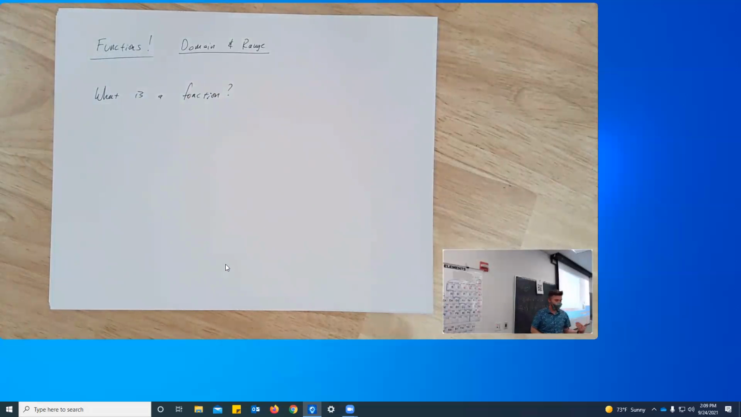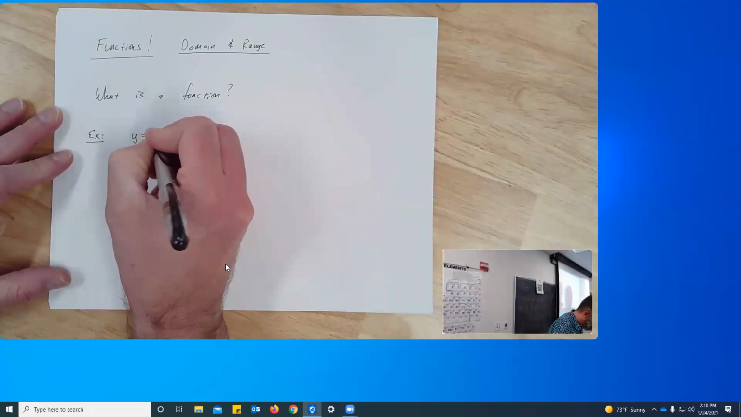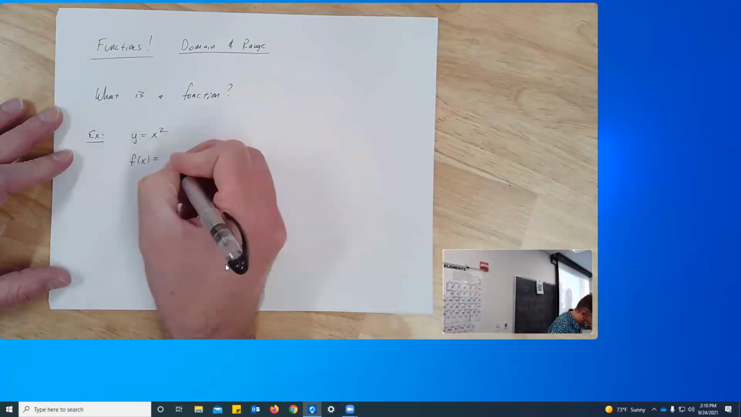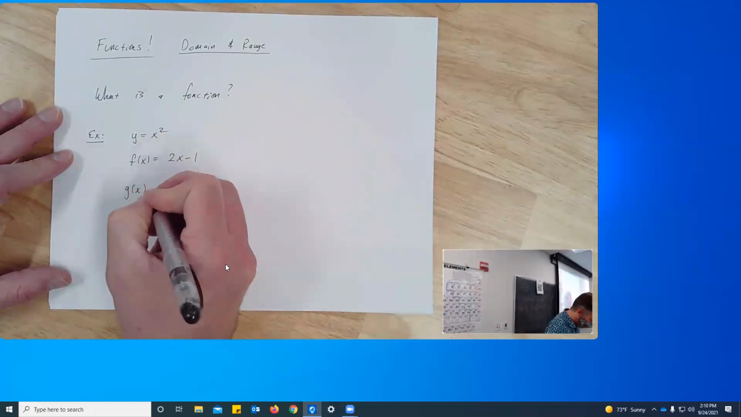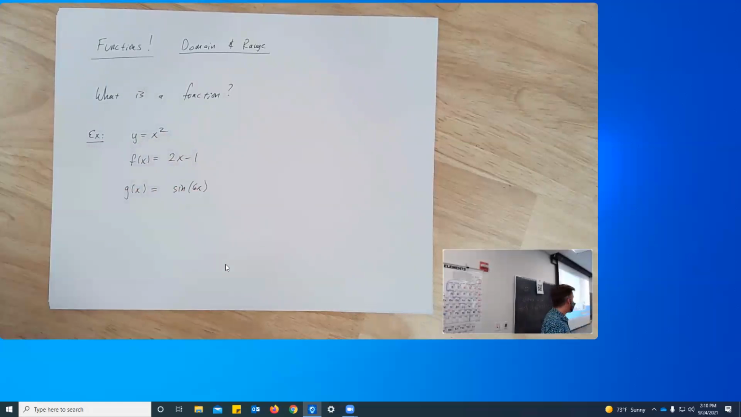So let me show you a couple of examples and a couple of non-examples. Here are some examples of functions. y equal to x squared, or f of x equal to 2x minus 1, or g of x equal to sine of 6x. All of these functions meet the criteria that each input, which we're usually thinking of as the x values, gives you only one output.